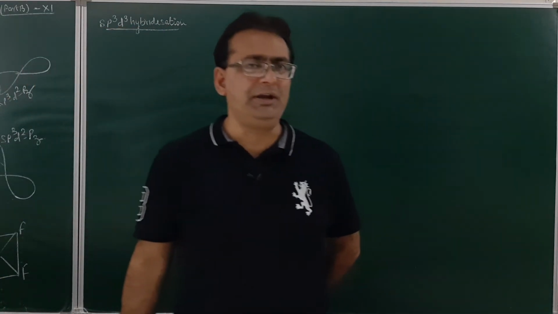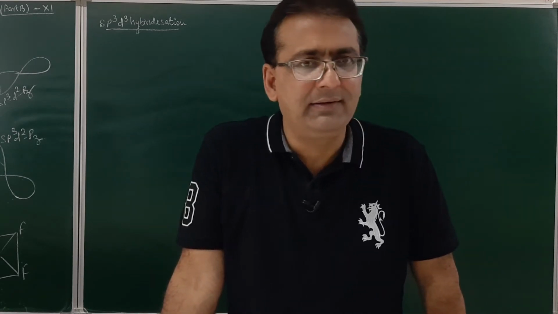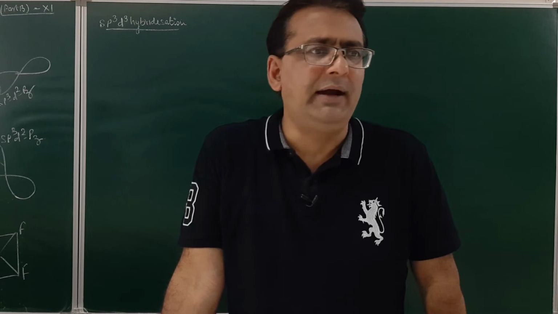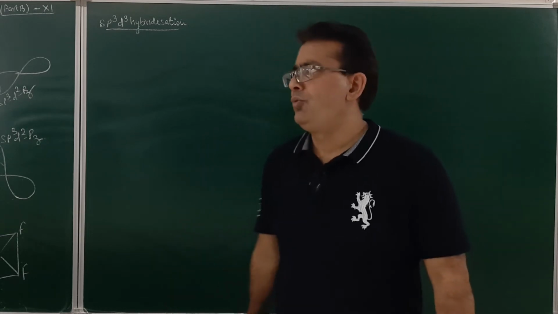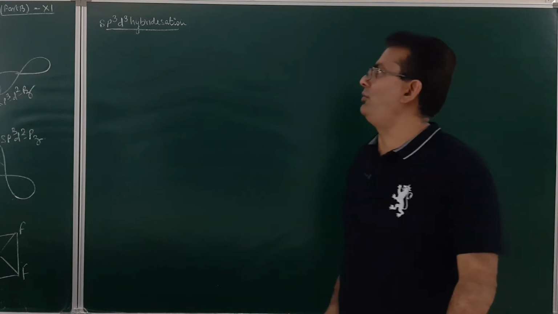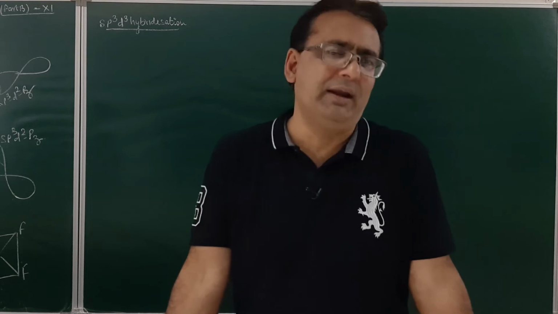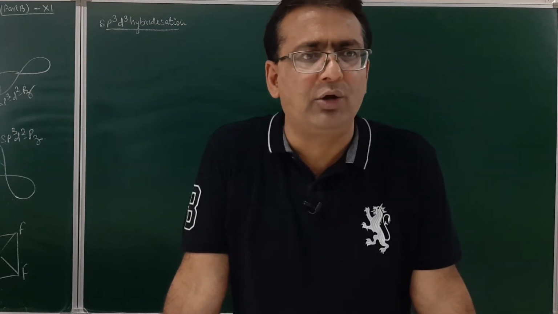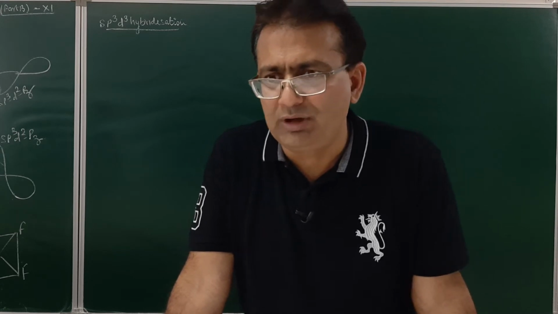sp3d3 hybridization occurs when one half-filled s, three p and three d atomic orbitals participate to mix and form seven hybrid orbitals, which will orient themselves so as to adopt pentagonal bipyramidal geometry with bond angles of 90 degrees and 72 degrees.